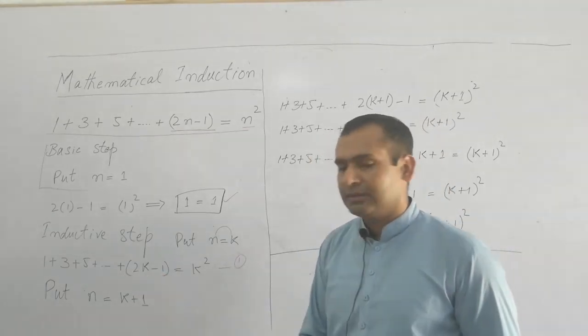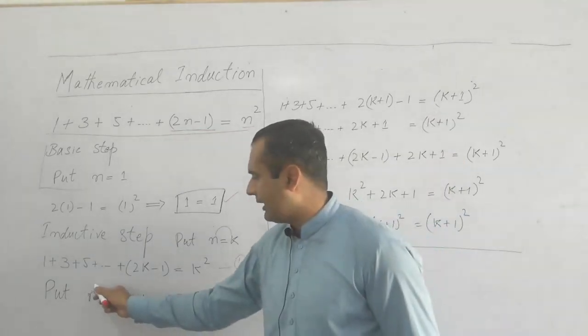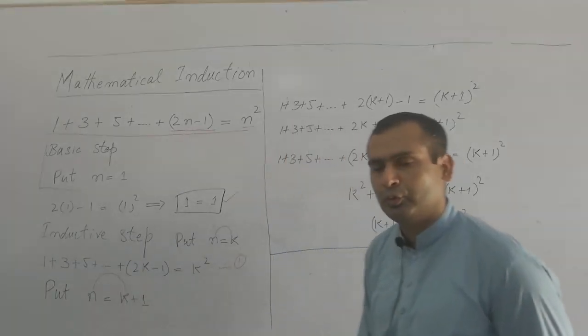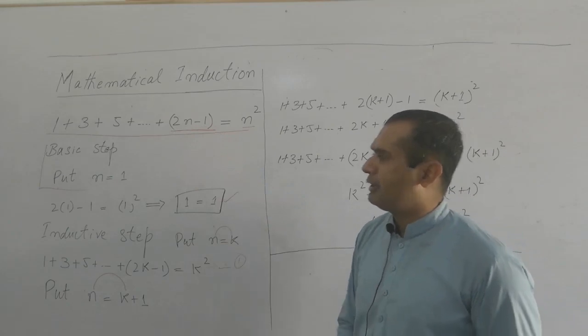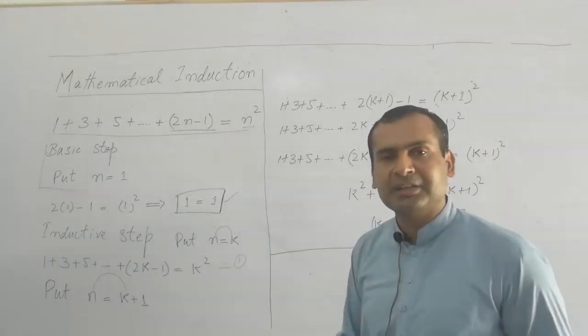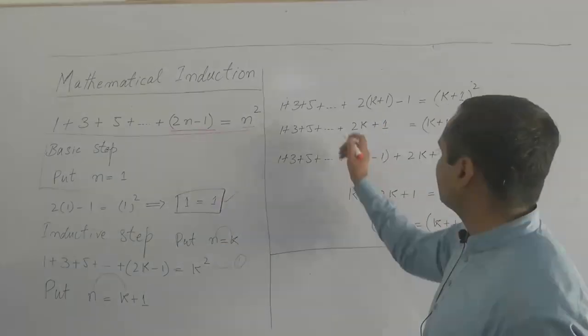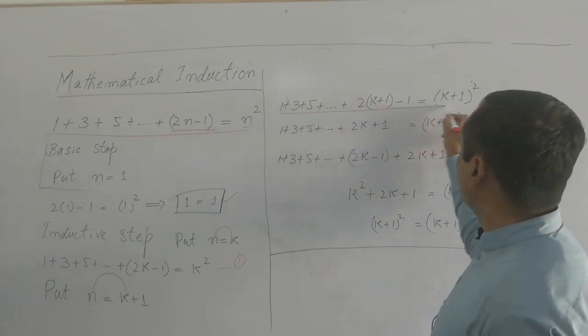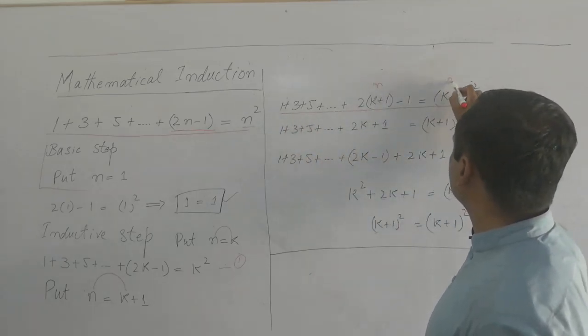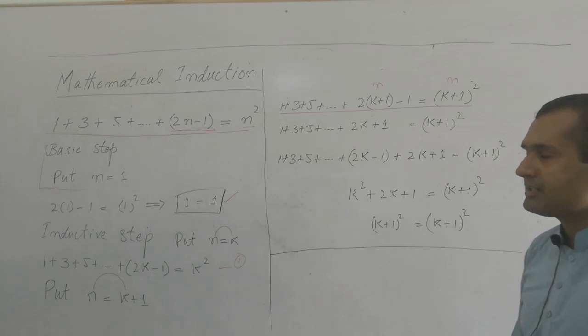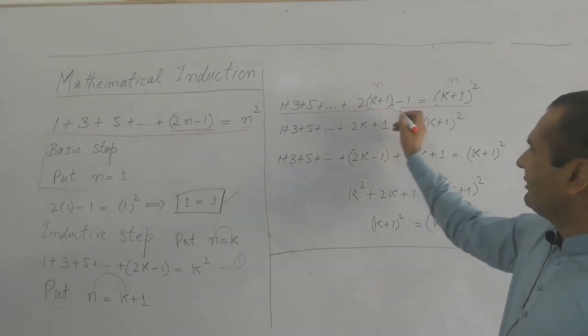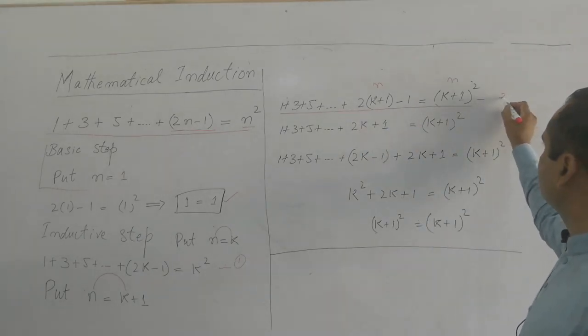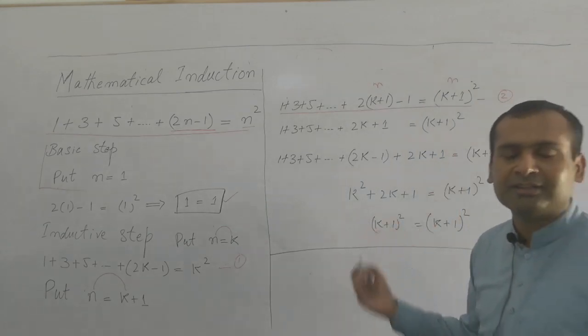The next step is that we need to put the value of n as k plus 1. So in this statement, wherever you find n, just replace it with k plus 1. You can see that we have placed the value of n as k plus 1. So our equation becomes this one. You can name it as equation number 2.